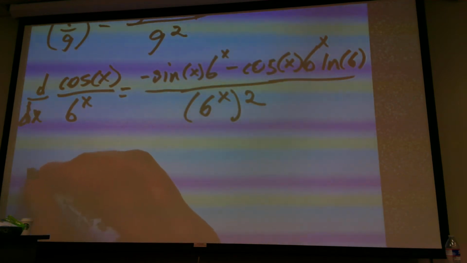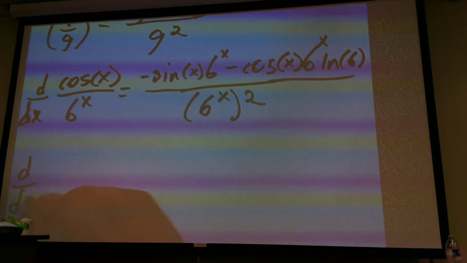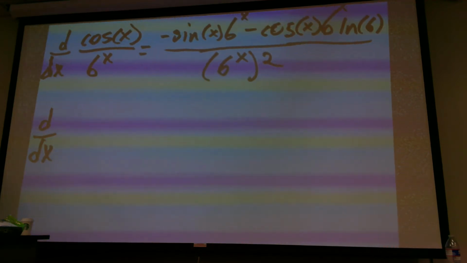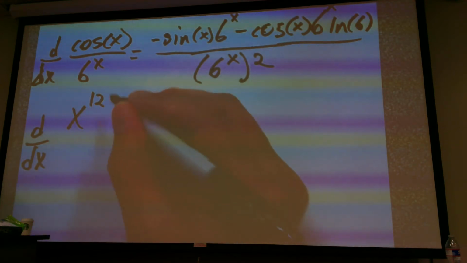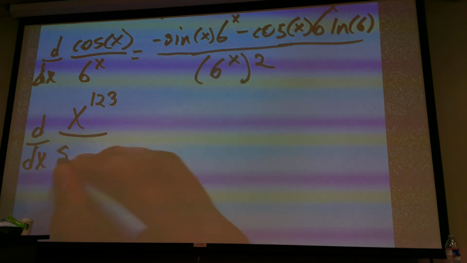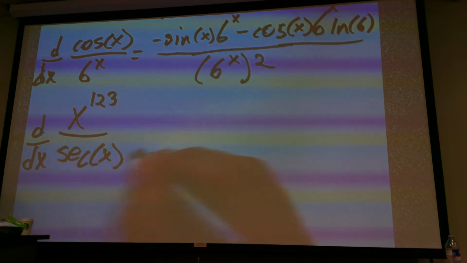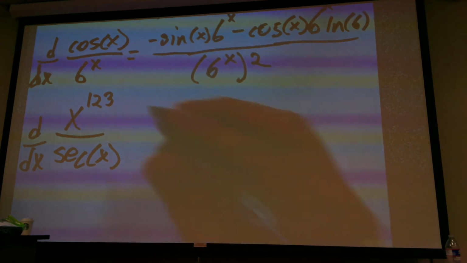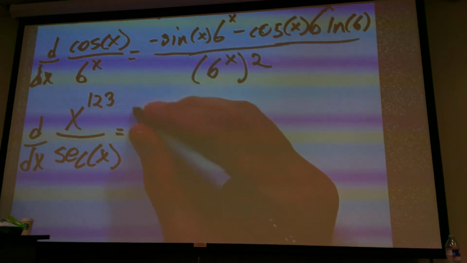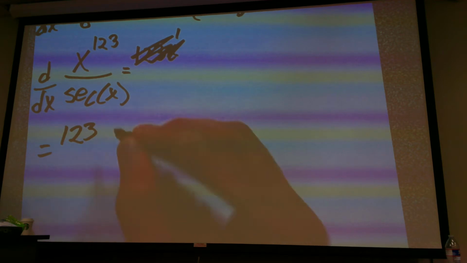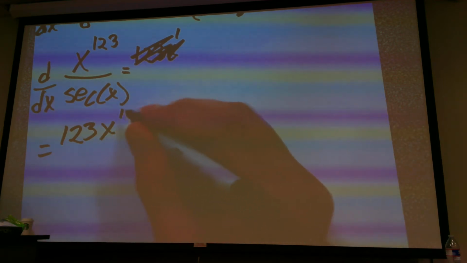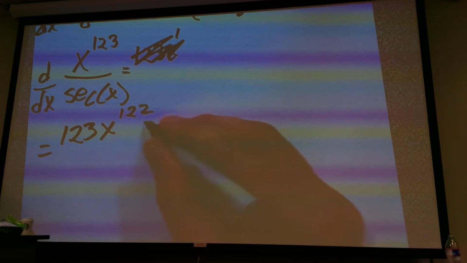Okay. So let's say I was going to take the derivative with respect to x of x to the 123 divided by secant of x. I'm probably going to run out of room on this one. Okay. So that's going to spit out a 123 x to the, I'm going to move it down here, so that's going to equal 123. Now 123 minus 1 would be 122. And then that's going to be multiplied by secant of x.